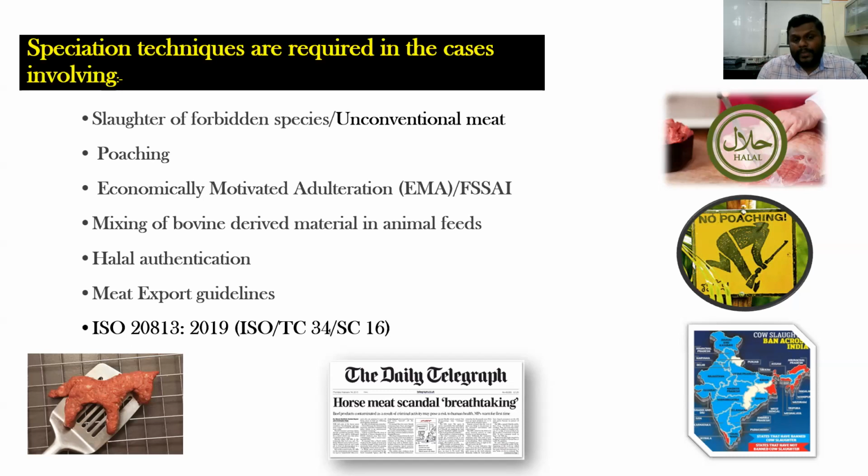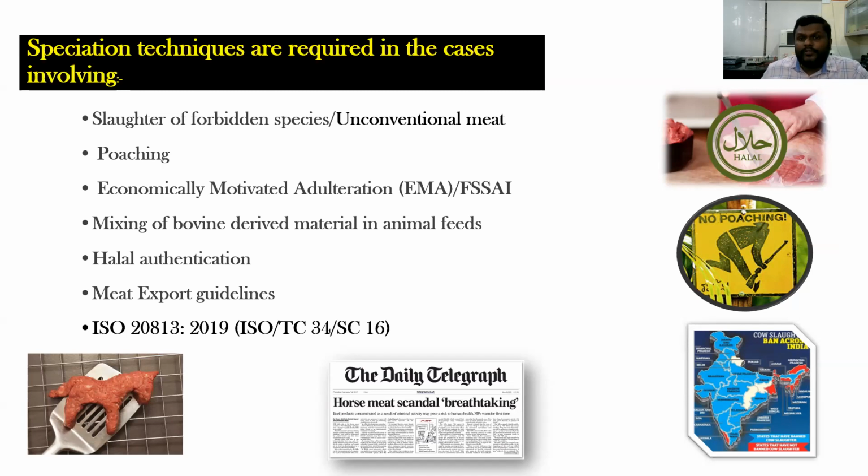This is nothing but economically motivated adulteration, as I already explained in the initial slides. It is a substitution or adulteration where a costly meat, for example mutton, is replaced by a less costly meat. If they are planning a 10 kilogram preparation, maybe 2 to 3 kilograms will be replaced with a cheaper meat. Usually chicken is the most common substituent species they use.